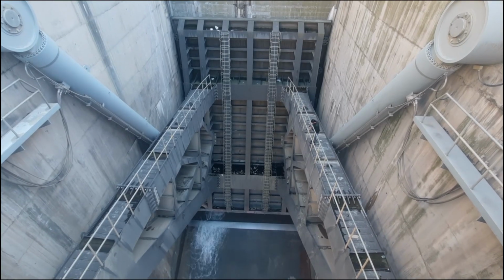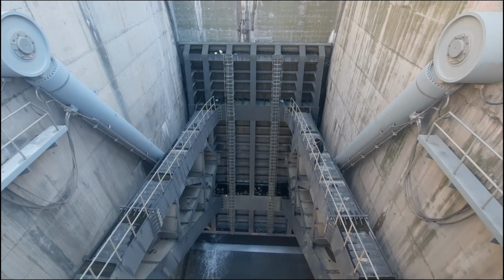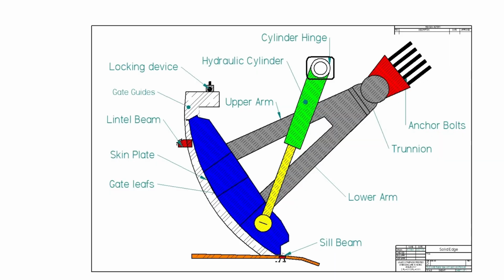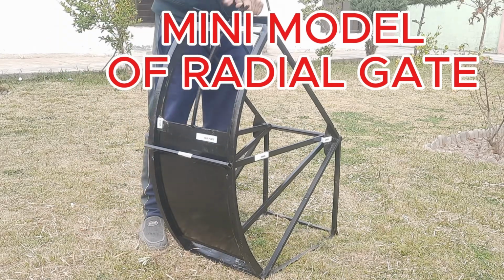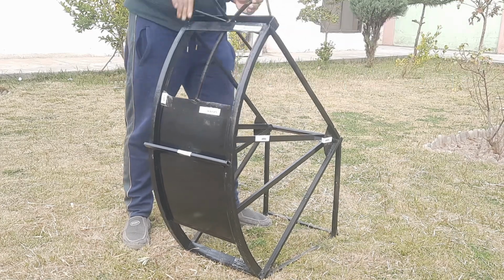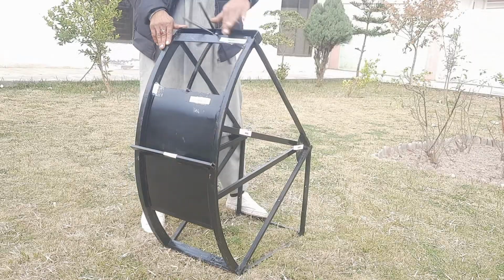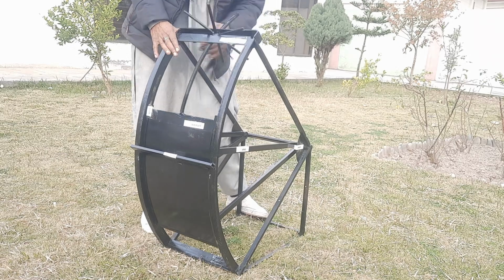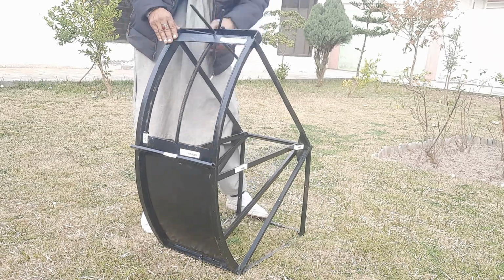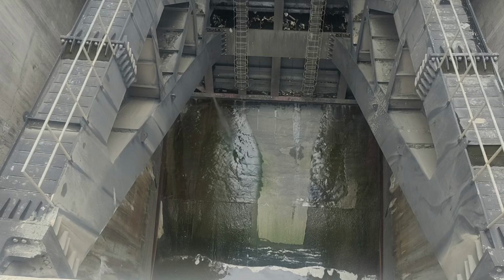Welcome back! Today we're diving into the fascinating world of radial gates, massive structures used to control water flow in dams, canals and spillways. Whether you're an engineering enthusiast or just curious about how these systems work, stick around. We've got a detailed sketch, a working mini model and real-life footage of a radial gate in action to break it all down for you.